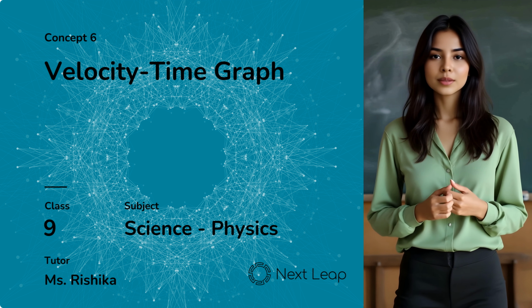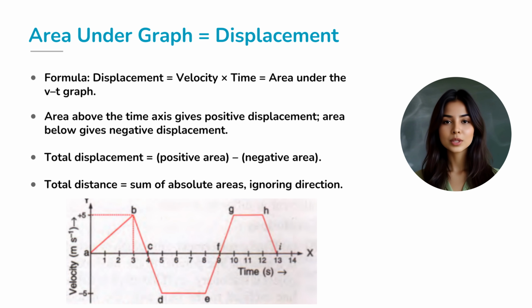Let's explore both. Now let's understand how we get displacement from this graph. There's a golden rule here. Displacement equals the area under the velocity-time graph. So if we multiply velocity by time, just like length into breadth, we get a rectangle's area, and that area tells us how far the object has moved.